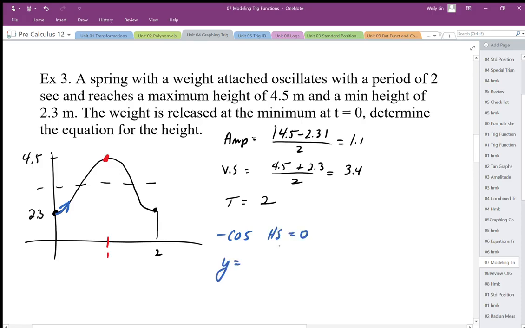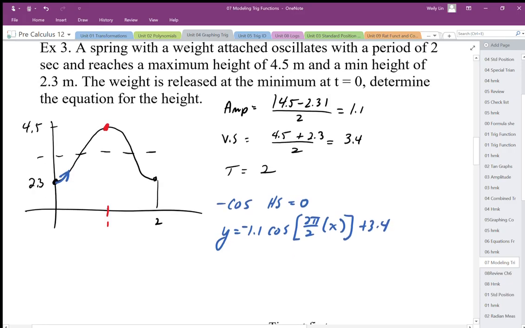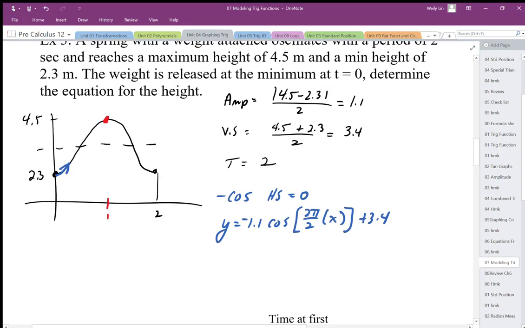So my equation looks like this. Amplitude of 1.1, and it's going to be a negative cosine graph. 2 pi over 2. My period shows up in my equation. My horizontal shift is 0, so I don't really need that. I'm just going to leave that as x then. And then I'm going to have my middle point. Okay? So that would be perfectly fine to leave it like that, and we're using a negative cosine function.